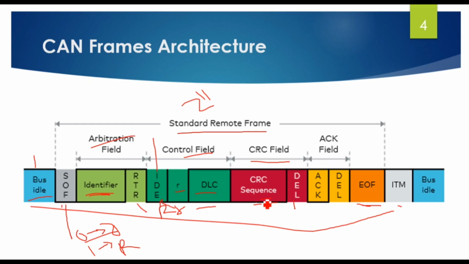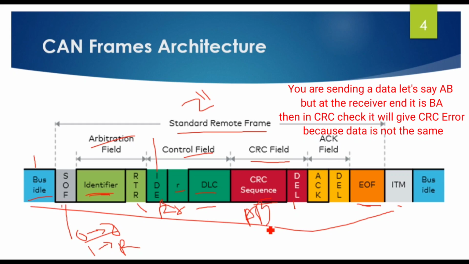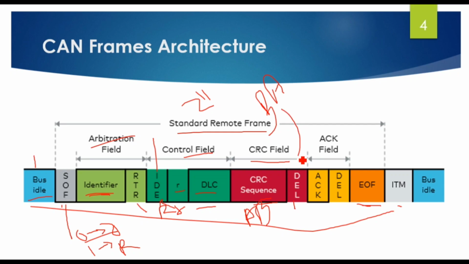The receiving node also computes its own checksum for the received data and compares it with the CRC field. If they match, the frame is considered valid, otherwise it is invalid. Let's say you are sending data AB, and here is the CRC, and at the receiving side you are getting BA. It is not matching. That will give a CRC error. Okay, so in that case it will be invalid bits.